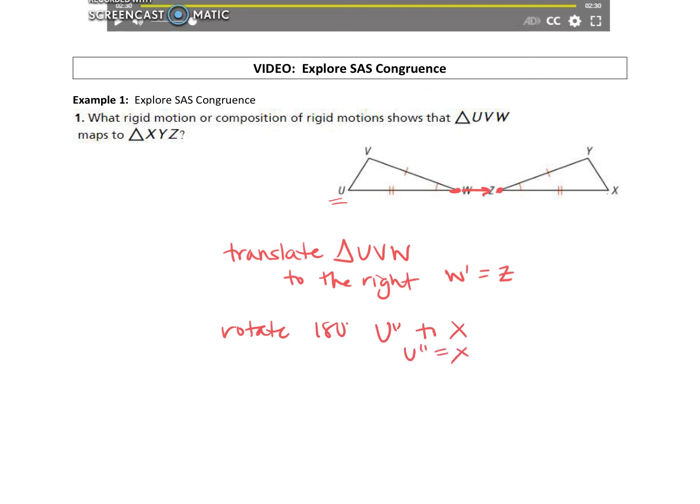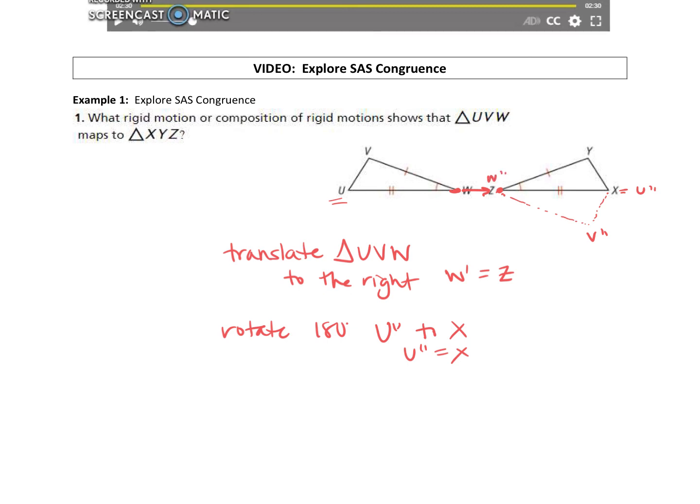Then, so let me just kind of sketch, here's what I'll do with dotted lines. So here we would have, let's see, we translated to the right, then we rotated. So this is V double prime down here. This is U double prime, and then W double prime is right there.